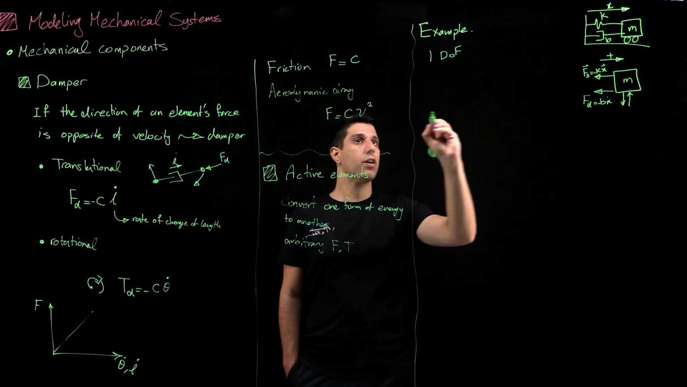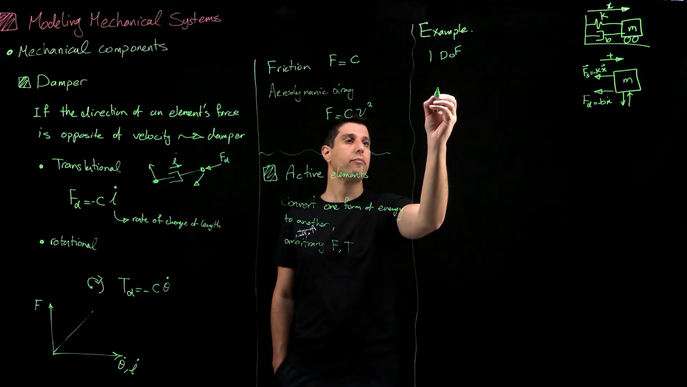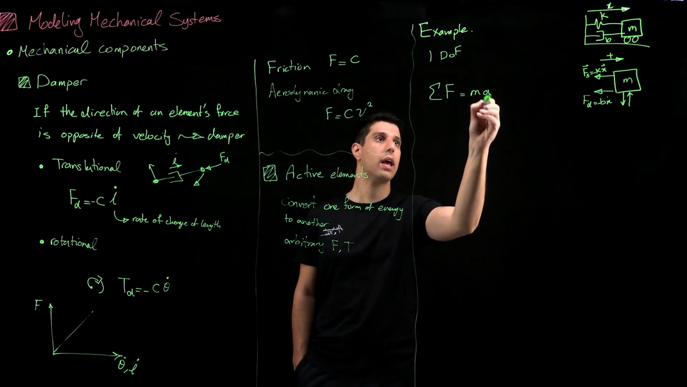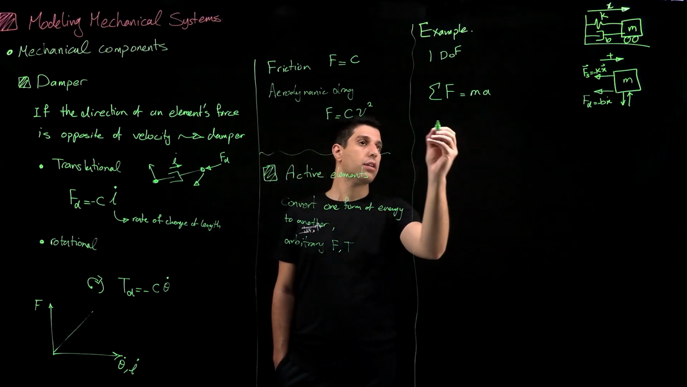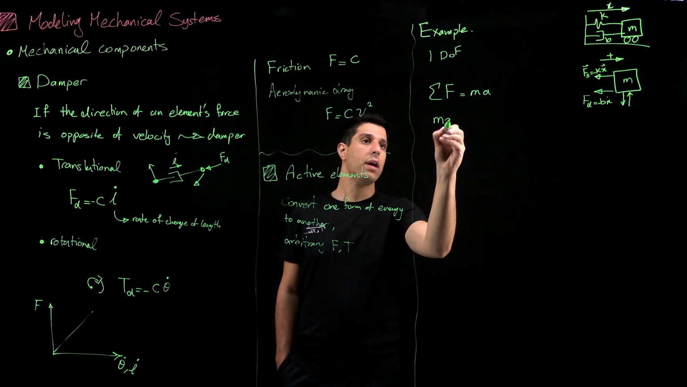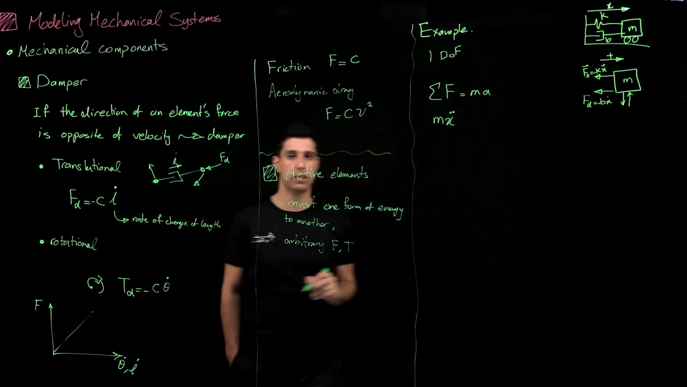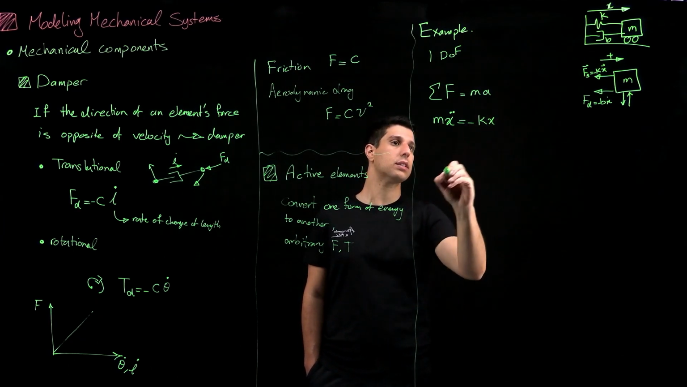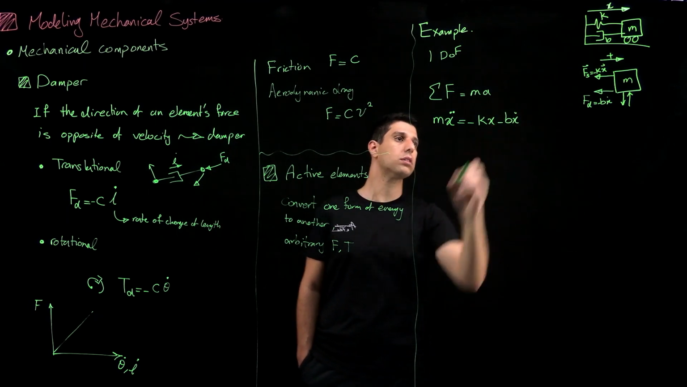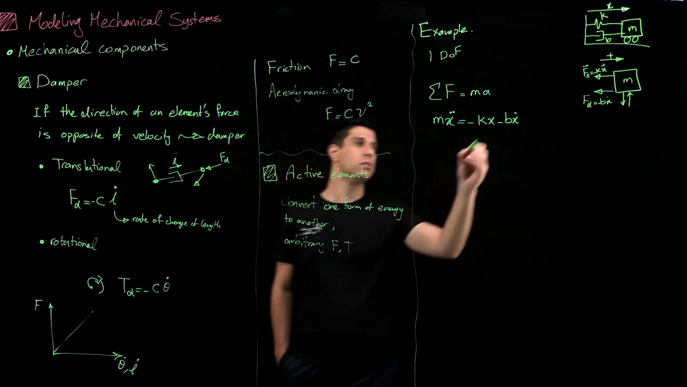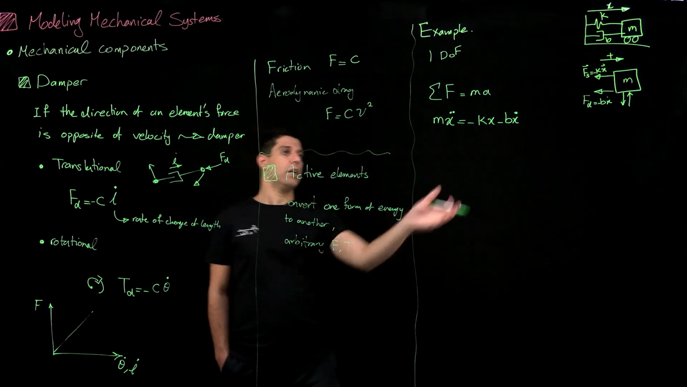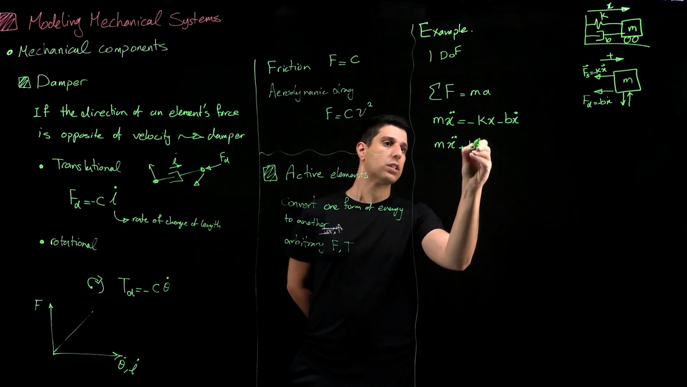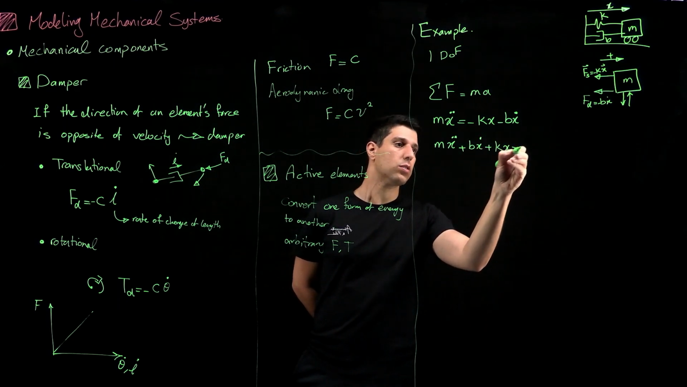And if I write equations of motion for this, I have sum of forces along x direction equals ma, right? And for that I have m x double dot equals minus kx minus b x dot. And if I rearrange those, m x double dot plus b x dot plus kx equals 0.